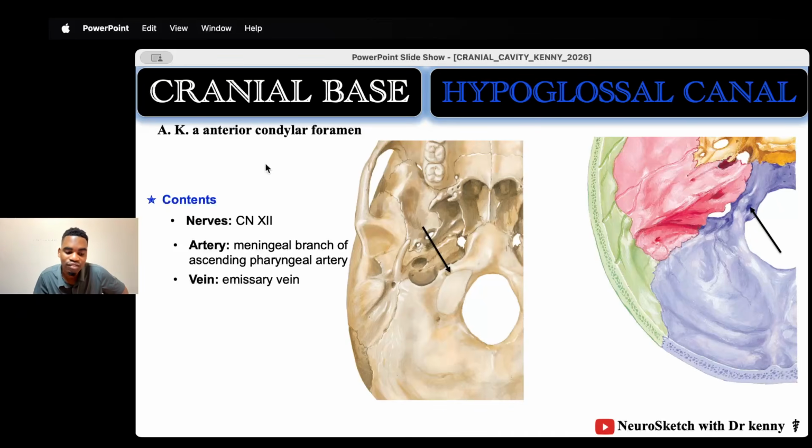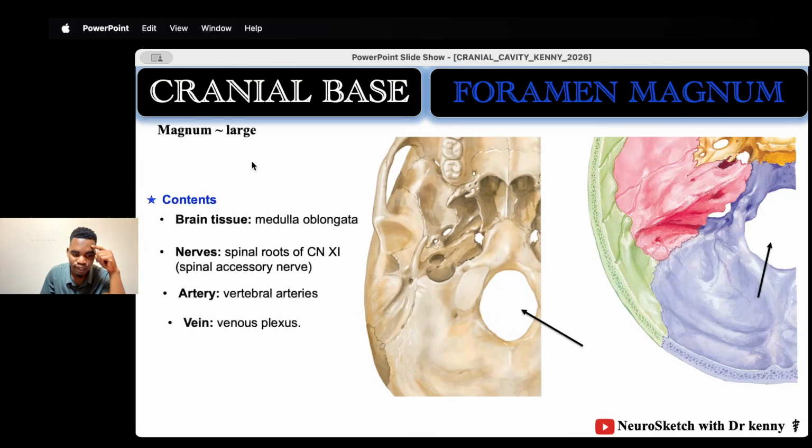So the hypoglossal canal is for your hypoglossal nerve, but what other structures are passing through? We have the meningeal branches of the ascending pharyngeal artery and the medullary veins. Last is your foramen magnum, and the word magnum means large.